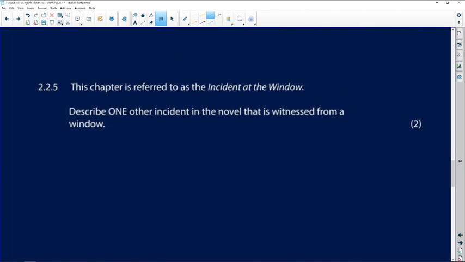This is simply a describe question. It's really easy. Do you know your novel? Just describe any other incident. Give me enough detail. Tell me what happens. Shouldn't be a problem at all.